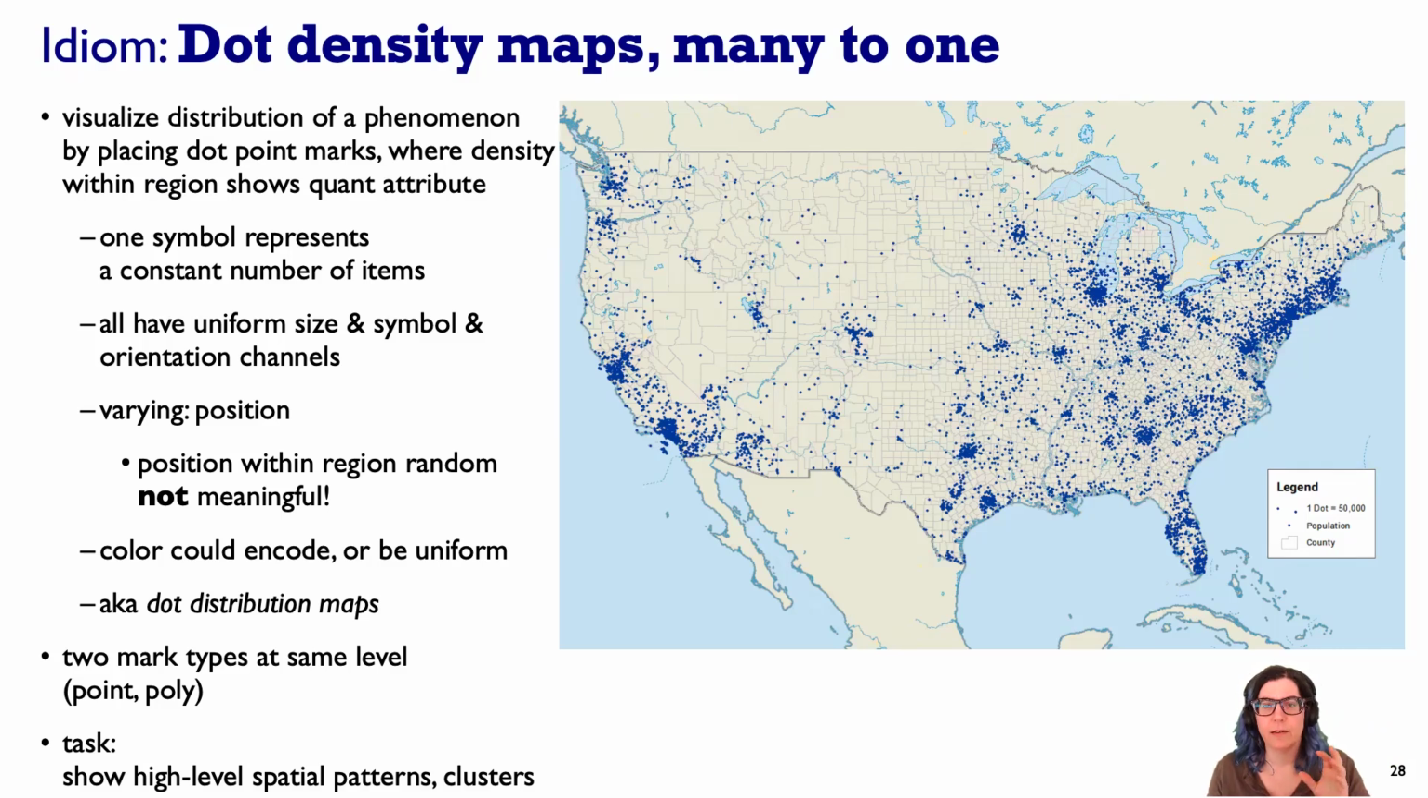So just like the first example, we have two mark types at the same level. But the key thing is the actual exact location of those dots does not mean something. They're just trying to represent densities. So we can see high-level spatial patterns and clusters, but this point can be quite confusing, particularly if you don't know whether to interpret this as a dot density map or a one-to-one map. So looking carefully at the legend, the legend does communicate this idea, but if you just looked at the map itself, that might not be obvious.